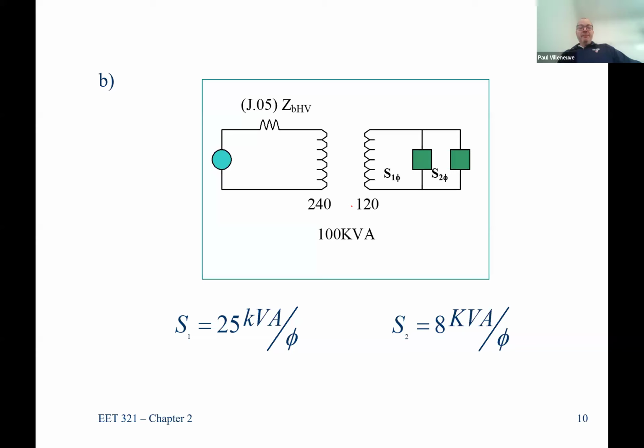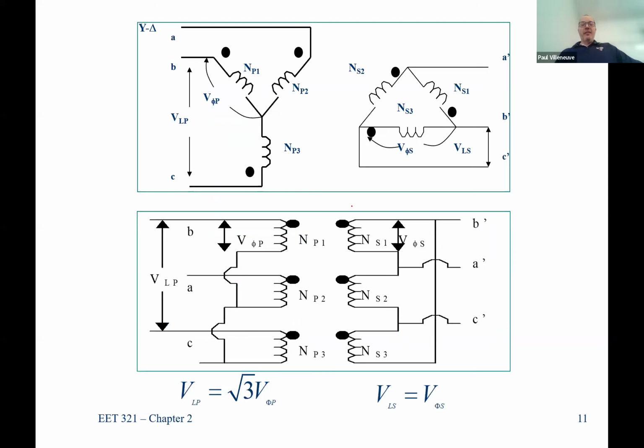And here's some of the load. It shows you 25 kVA per phase and 8 kVA per phase. And this would be the single phase representation if you just want to look at it a little bit differently. Here are some other connections. Here's a Y delta connection. So now I take the primary winding here, and then I just connect them into Y. And then my delta is over here.